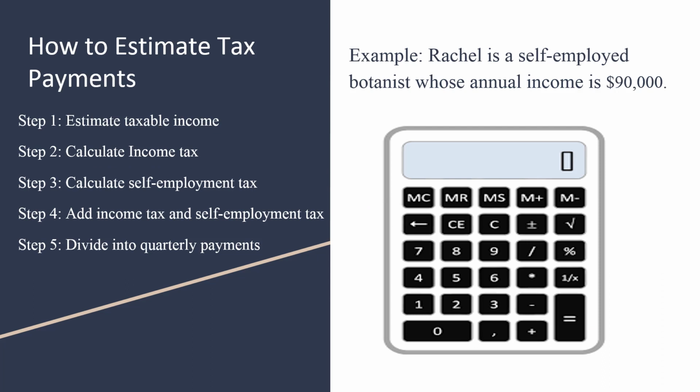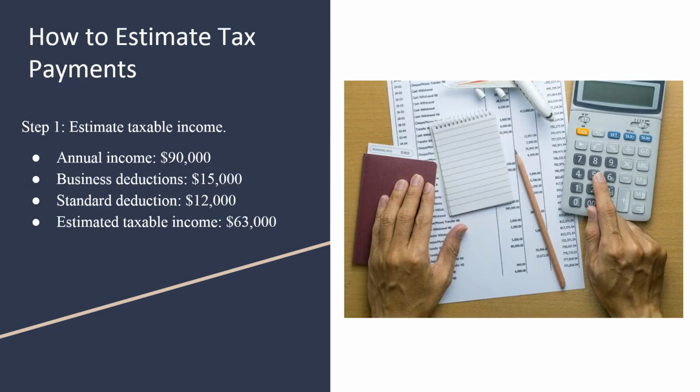Here is a quick overview of an example of how to calculate estimated tax payments. Rachel is a self-employed botanist whose annual income is $90,000. Let's start with calculating Rachel's income tax. In order to estimate how much income tax she will have to pay for the year, Rachel estimates her income at $90,000. She then subtracts any above-the-line deductions she thinks she'll incur for the year.